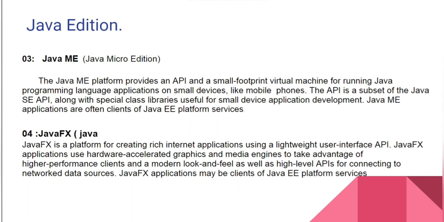So Java Micro Edition and JavaFX are like microservices of Java Enterprise Edition. In the enterprise, we create these big applications, and we give them ports, links and nodes to work with different office locations. So that is why these Micro and FX editions work as nodes for the Java Enterprise Edition.